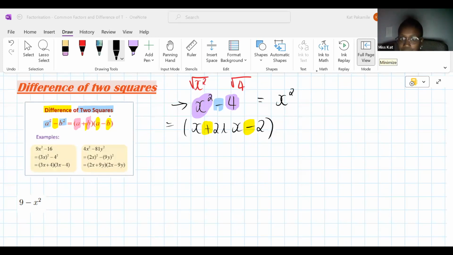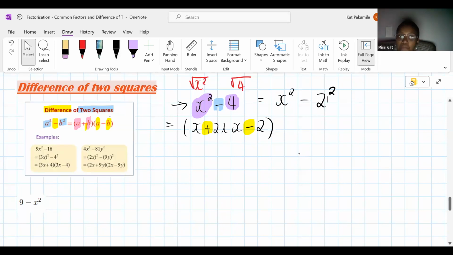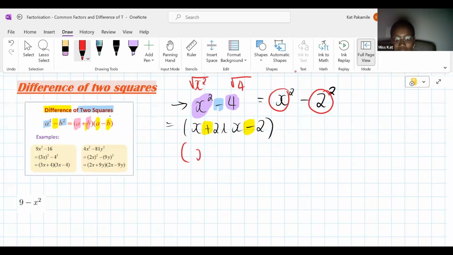There we go. So this is the same as saying x squared minus 2 squared. Are you still with me? Yes, ma'am. So now we're going to make 2 brackets using these 2 factors, these 2 bases. Your first bracket is going to be base number 1 plus base number 2. Second bracket is going to be base number 1 minus base number 2. Are you with me? Yes, ma'am.